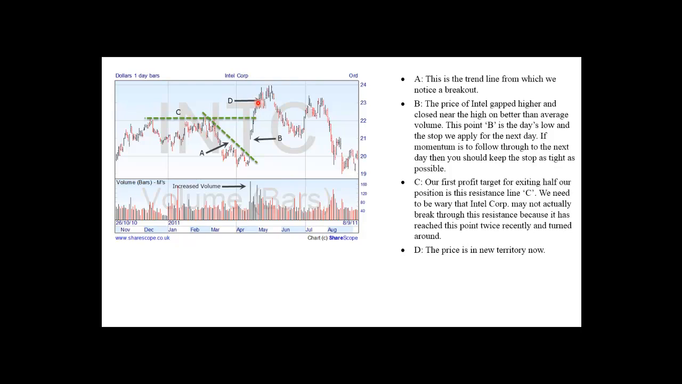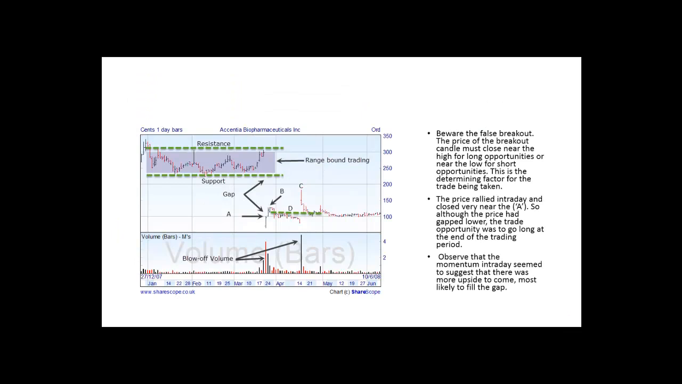The price is in new territory at point D. It becomes harder to pick a reward target, but a trailing stop will help. A 2 or 3 period low gives us an idea that actually that's fine, even though we don't have a target ahead in mind. Now, beware of false breakouts.